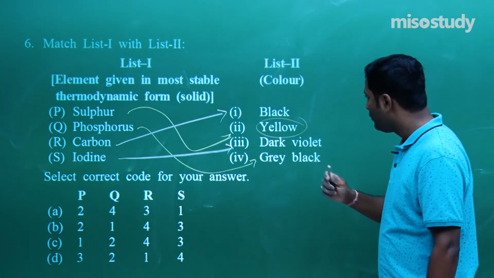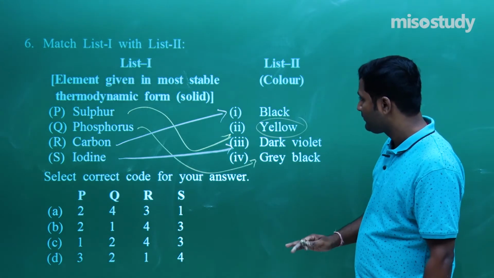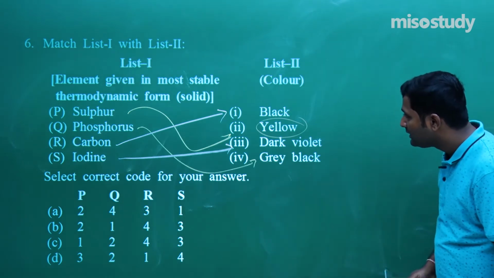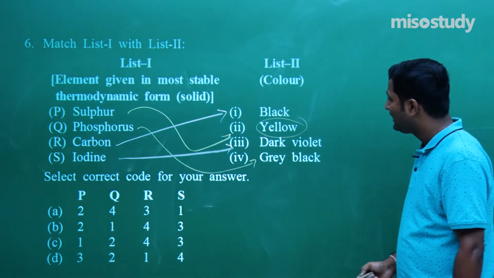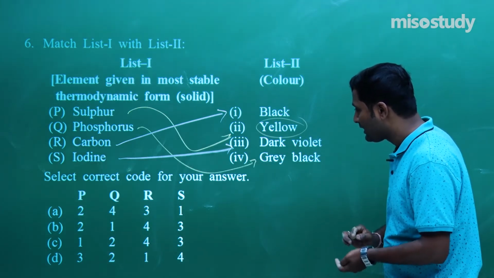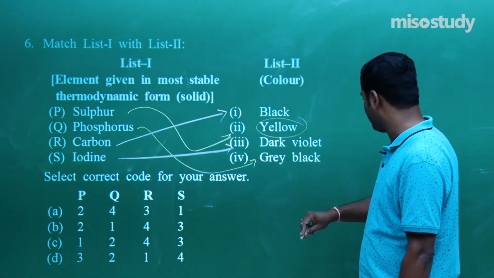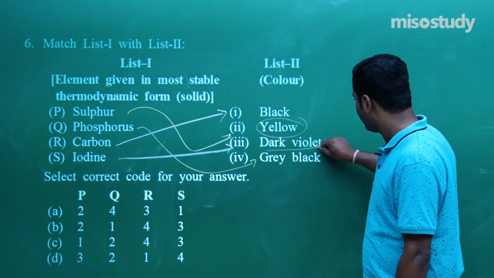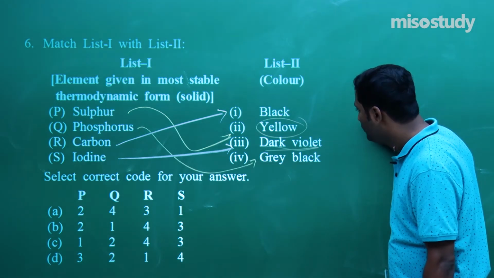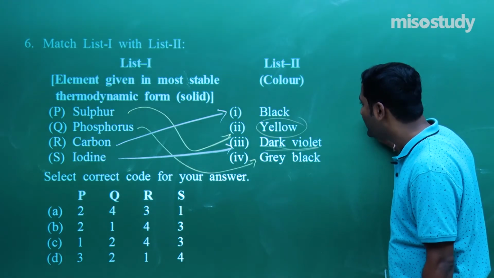Okay, for Q, phosphorus, 4 is the correct option. Clear? Now for carbon, 1 is the correct option. And for iodine, the dark violet color is the correct option. Now check it out, 2, 3. Q has option 4, R has option 1.